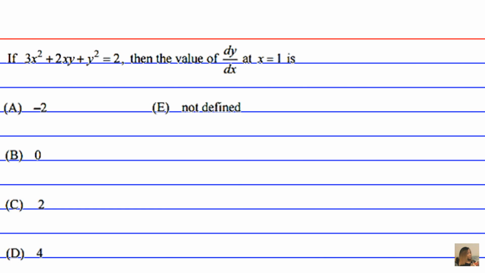So if 3x squared plus 2xy plus y squared equals 2, then the value of dy/dx, or y prime, at x equals 1 is not defined.